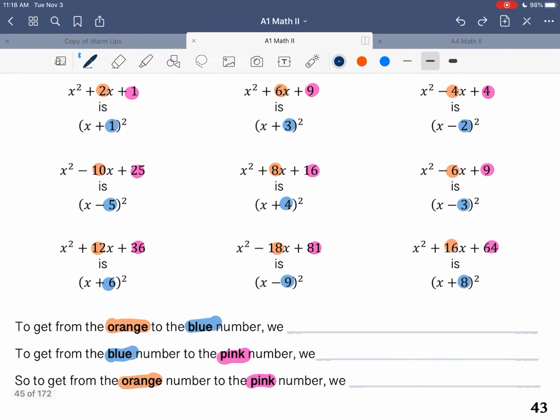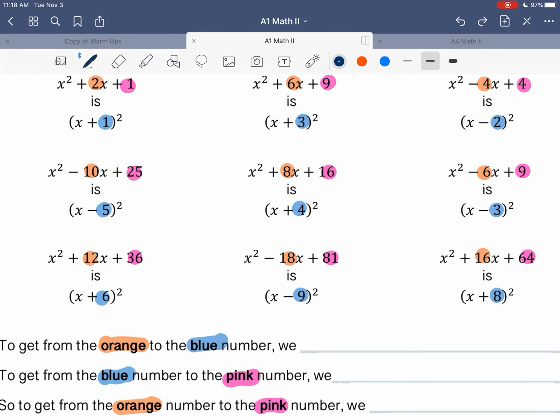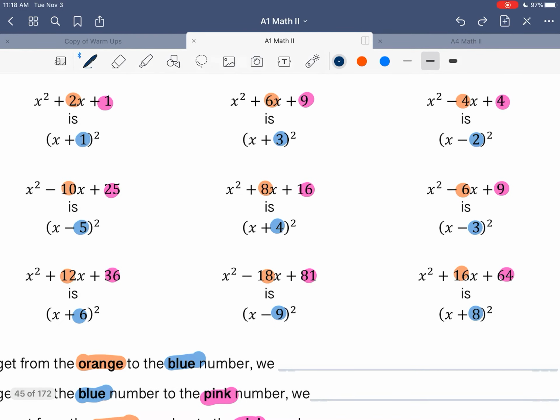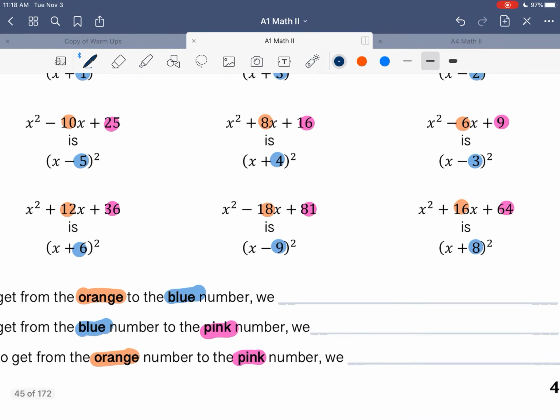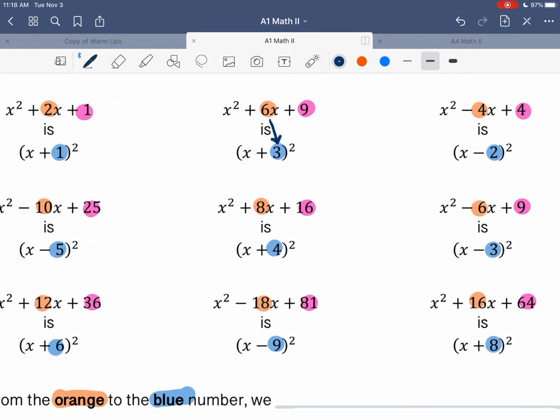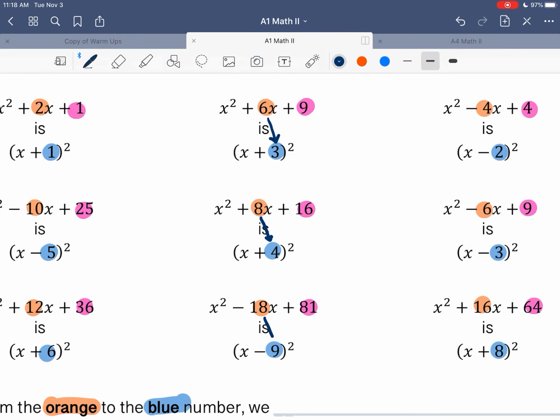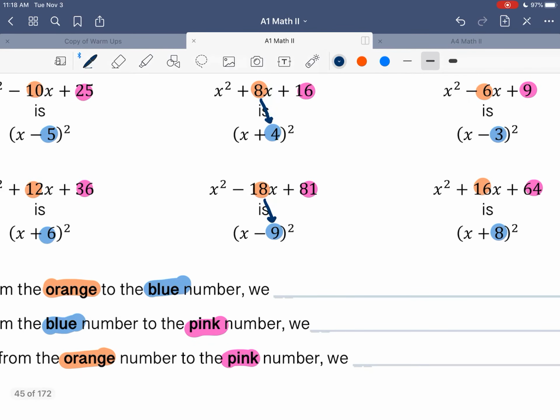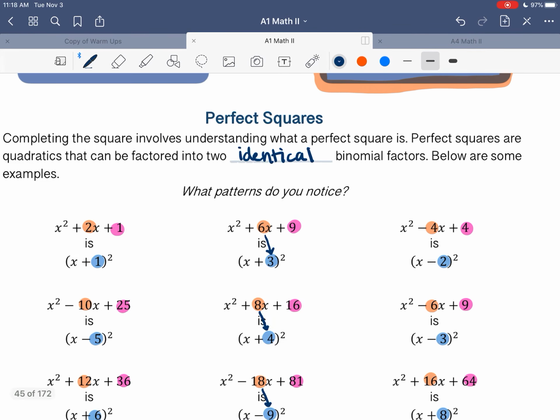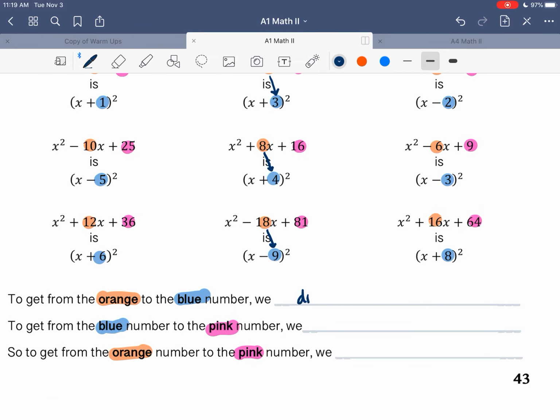The patterns between these numbers become pretty clear when you look at more than one of them. To get from the orange to the blue number, which is the first question we have here, we're always dividing by 2. Notice that 3 is half of 6, 4 is half of 8, -9 is half of -18. So to get from orange to blue, we divide by 2. That works for every one of these examples.